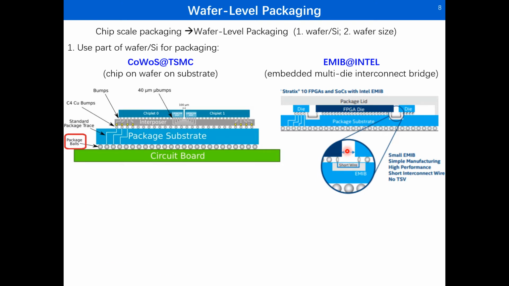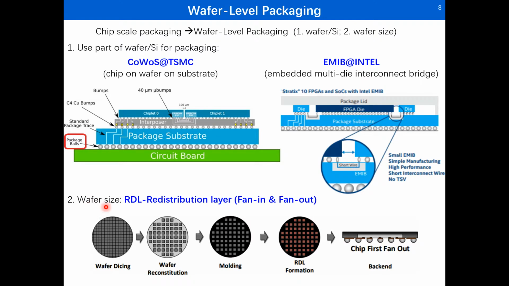Another way to consider wafer-level packaging is that the packaging is performed at wafer size. Now, this method is basically based on the redistribution layer technology, and normally includes both fan-in and fan-out. We will talk about this point later.